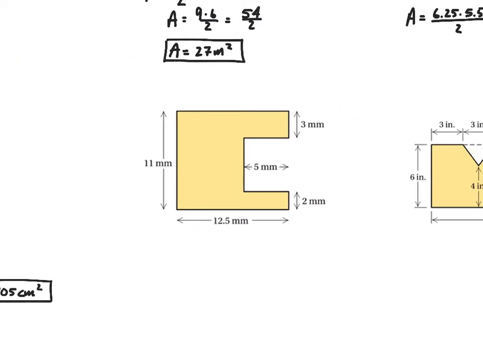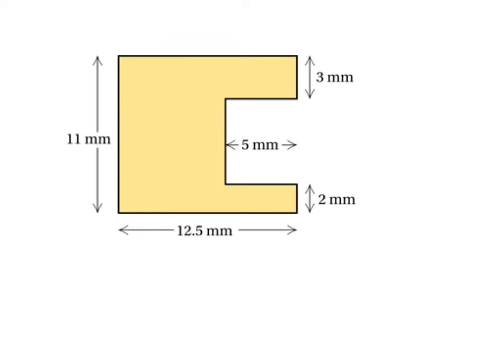All right, let's take a look at this one. Now this one's weird because we don't have a set distance or a set formula for this. What I notice about this is that I have a big rectangle, 11 millimeters by 12.5 millimeters, and then I have this smaller rectangle here that's created from this missing space, and it's kind of hard to see. I don't have a specific formula for this, but what I do know is this. If I wanted to find the area of the yellow region, we'll call it the shaded region, all this is what we're trying to find.